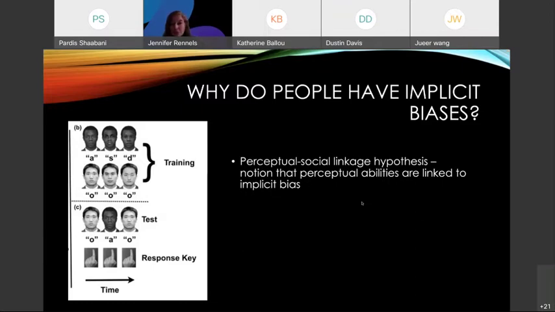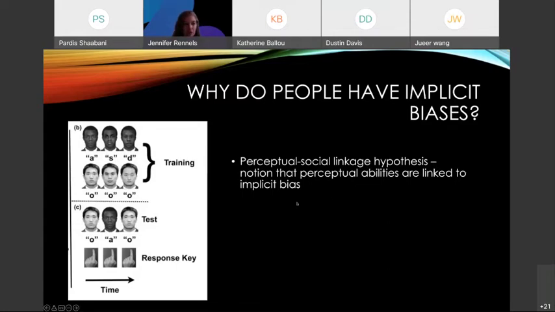And I will tell you that this is an effect that's been found in many, many studies. It's a robust finding. And what they found is that more difficulty in individuating faces from other racial groups is linked to higher levels of implicit bias. And so there's been some interesting studies done, though, to help overcome the other race effect.